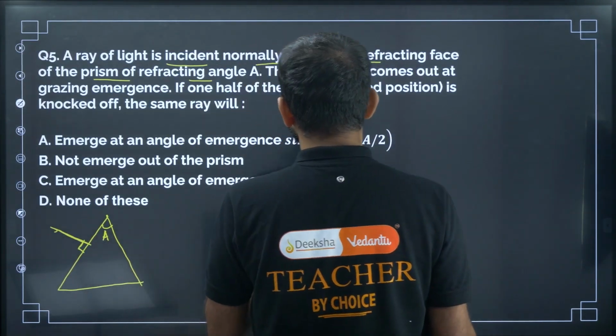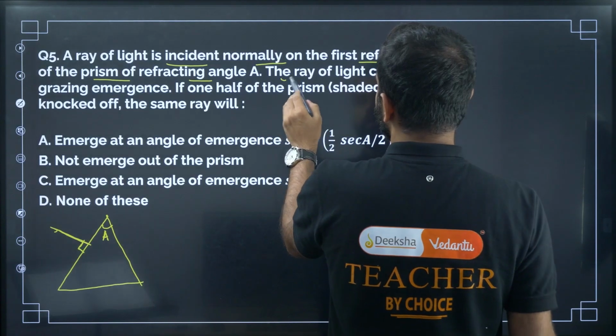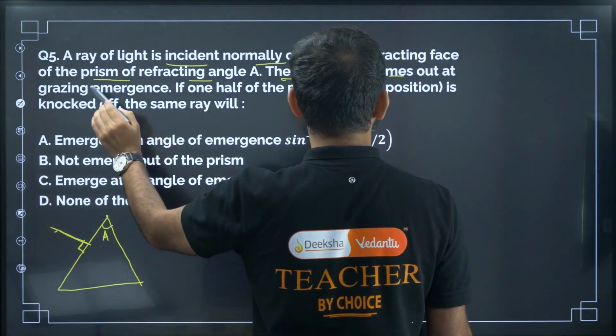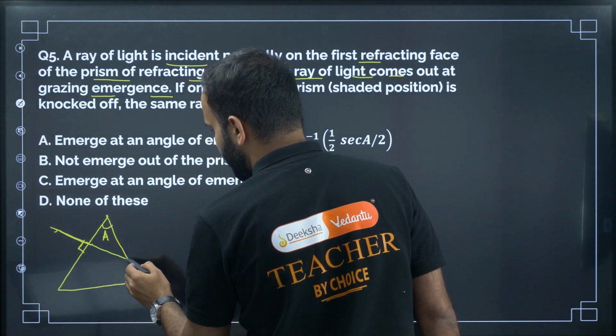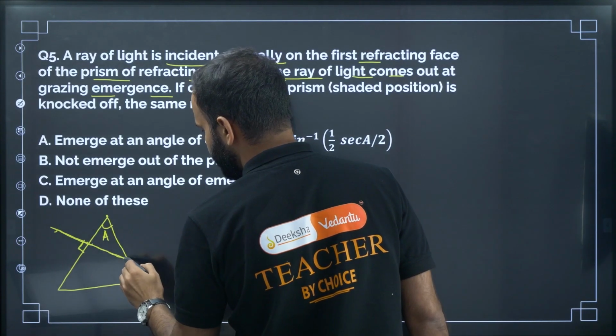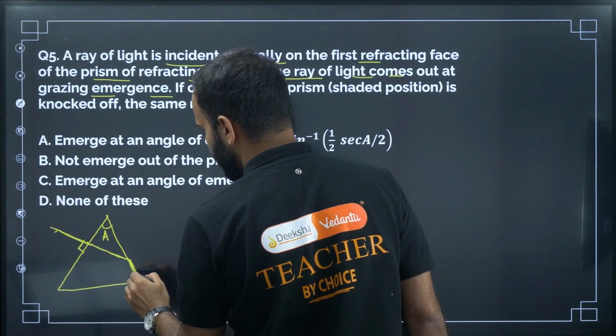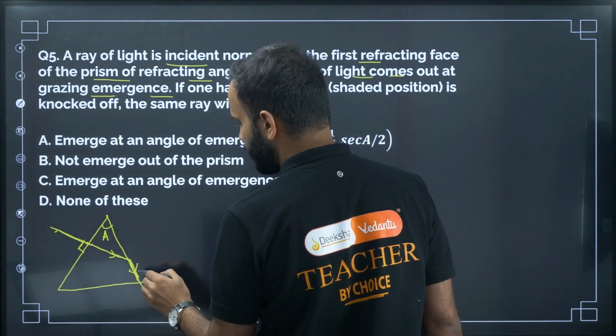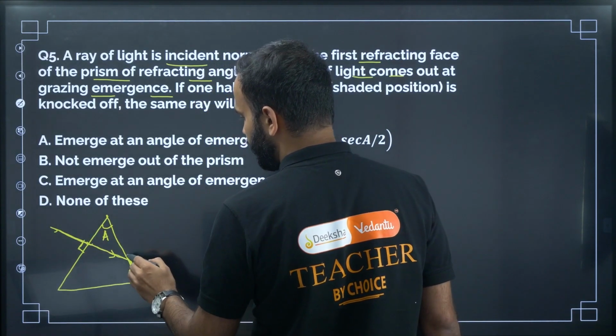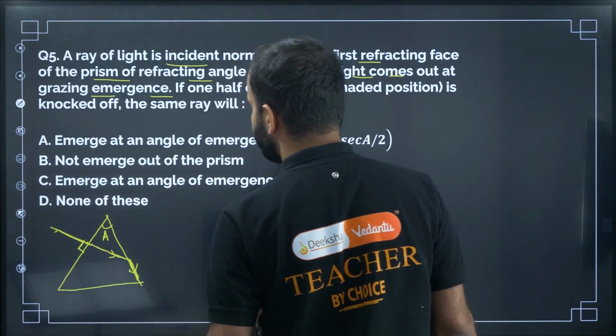The ray of light comes out at grazing emergence. Here the angle of emergence is 90 degree. Okay, here this is the refracting ray. Okay, and this is emergent ray. Angle of emergence is 90 degree.